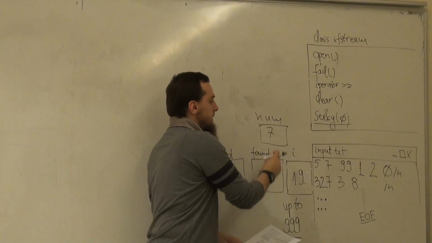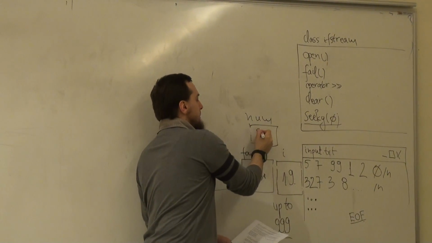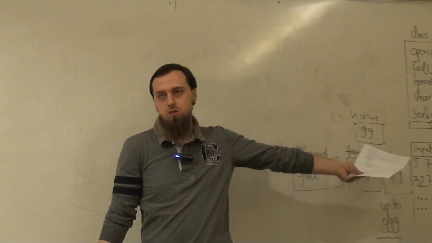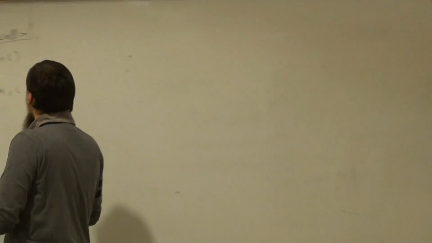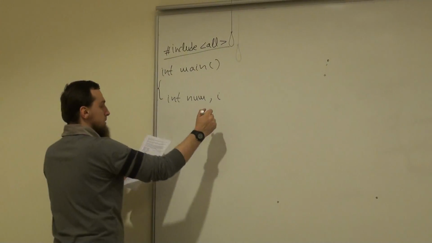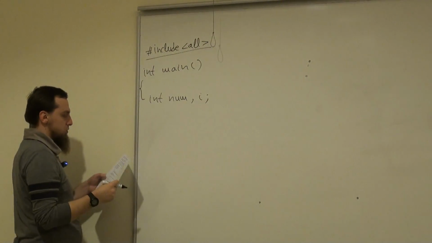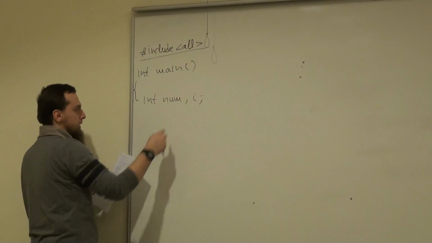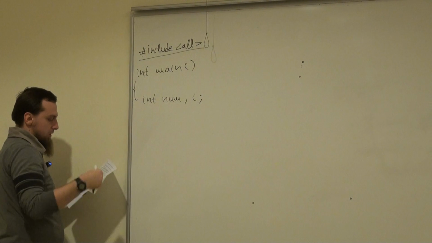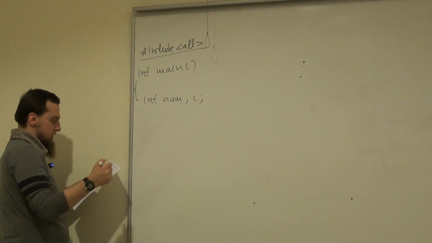7 here. I'm taking 99, I'm putting 99 here, and so on. This is why I need num. We already saw it. Those are the two integers we need. This is going to be our counter incrementer.